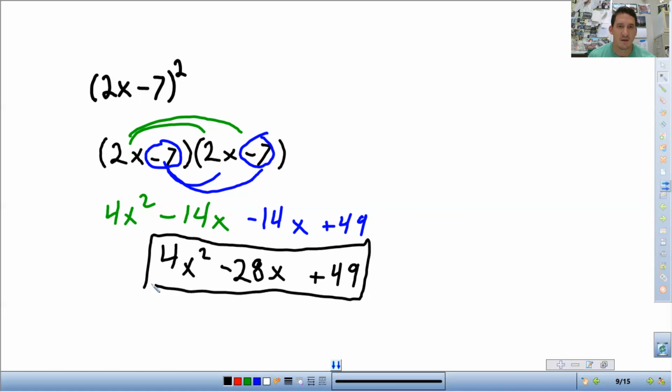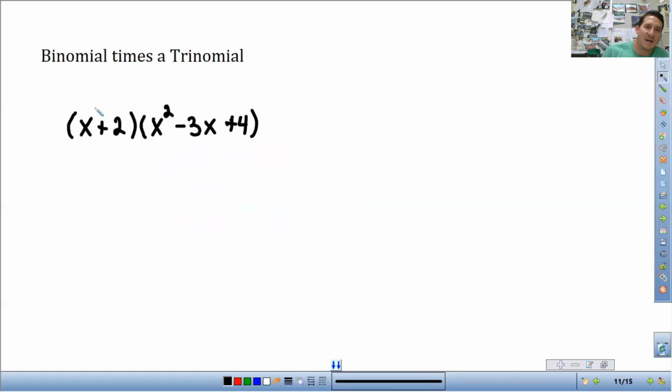plus 49. All right, so now we're going to do a binomial times a trinomial, right? Same thing. This is why I don't really like FOIL, because FOIL wouldn't help you with this one because there are too many terms. So what I'm going to do is still just distribute the x and then distribute the 2. I'm going to line this up a little bit different at the end.